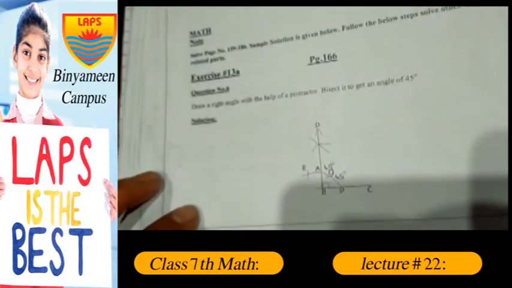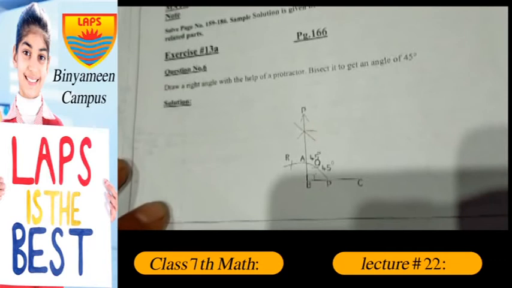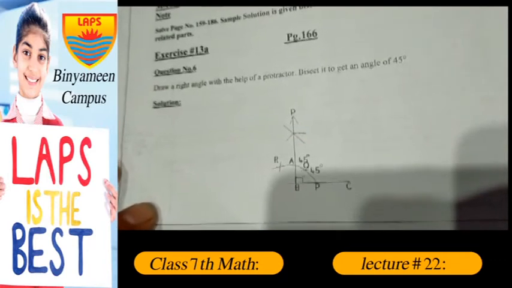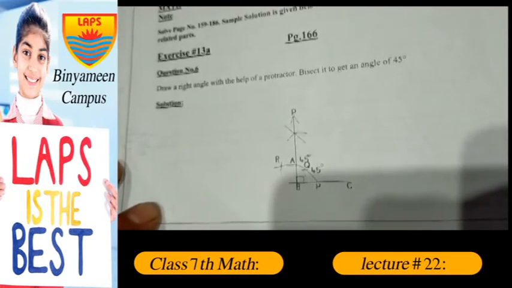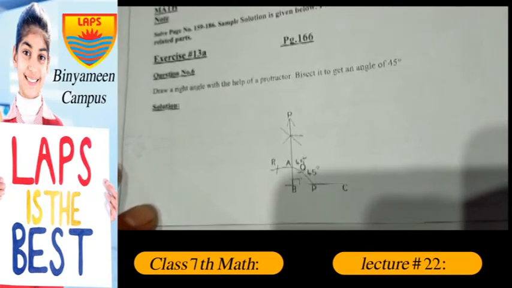I'm your math teacher. Today I deliver a lecture from exercise 13A, question number 6. Draw a right angle with the help of a protractor. Bisect it to get an angle of 45 degrees.